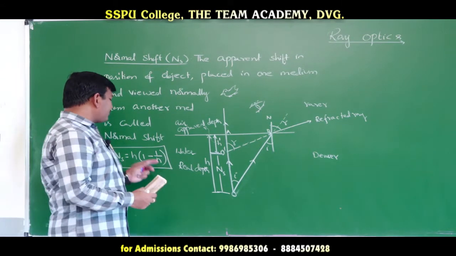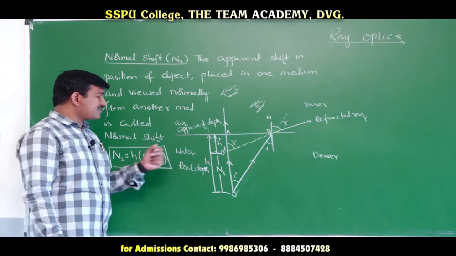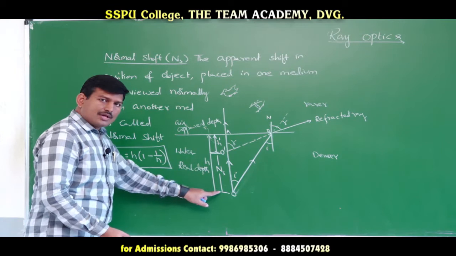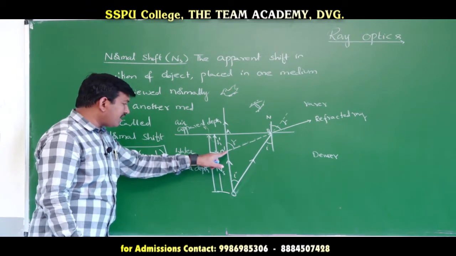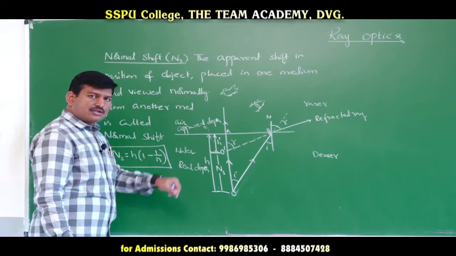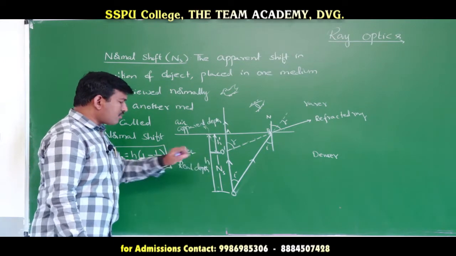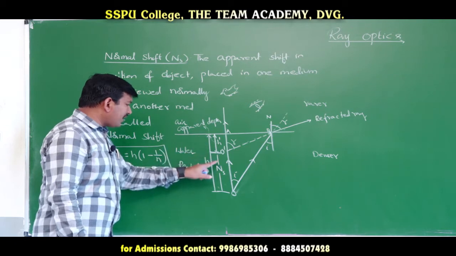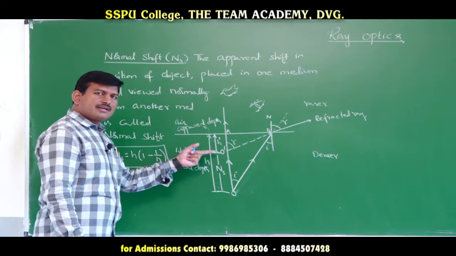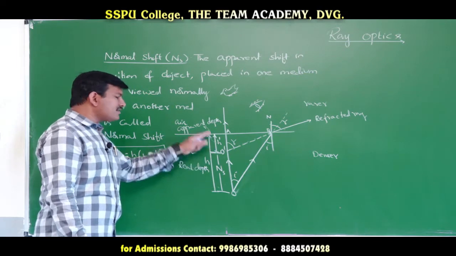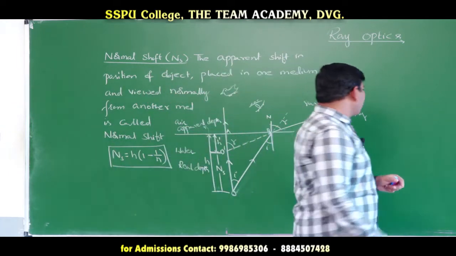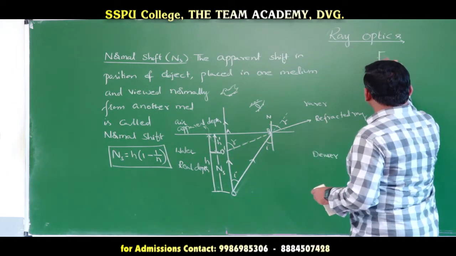Now, in order to derive this formula from the figure, let us understand what is normal shift. From the figure, this is the normal shift, yes or no? This is the actual position of the object and this is the appeared position of the object. Between these two positions, the distance is nothing but the normal shift. And how to get this normal shift? This is the real depth and this is the apparent depth. Then what is the normal shift? Normal shift is simply the real depth minus apparent depth. The real depth minus apparent depth is nothing but the normal shift.